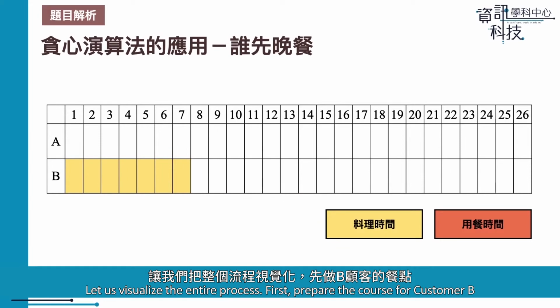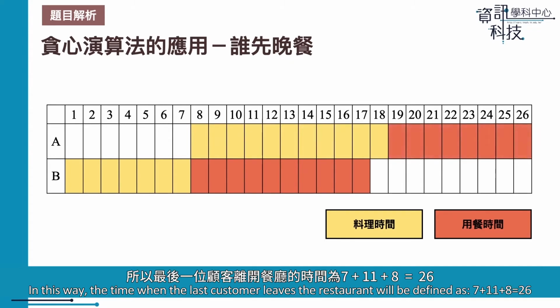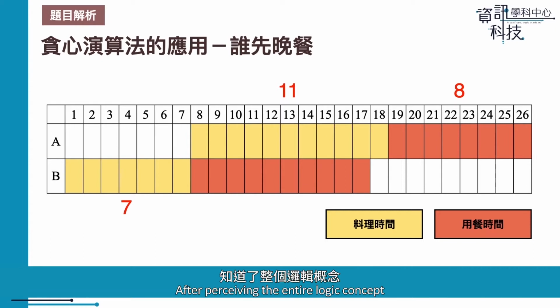First, prepare the course for customer B, and customer B can start eating after it is prepared. Then proceed with the cuisine for customer A. In this way, the time when the last customer leaves the restaurant will be defined as 7 plus 11 plus 8 equals 26. After understanding the entire logic concept, you may start turning the subject into program code.